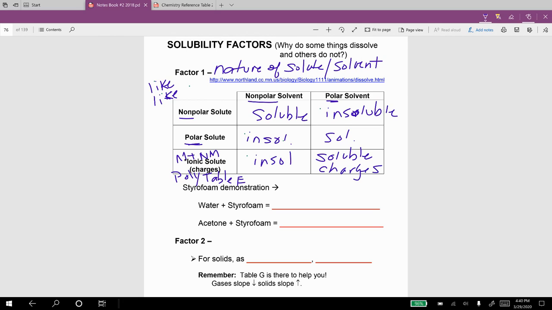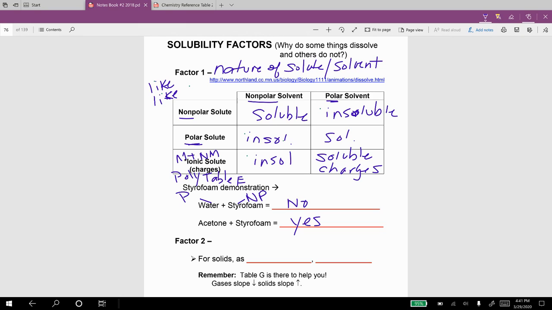Okay, so water and styrofoam, are they soluble? No, I'm not going to demonstrate it, but you've probably seen it before, right? This is why your coffee doesn't dissolve your coffee cup, if you have a styrofoam cup. But if you took acetone, nail polish remover, would that dissolve? Yes. So does that mean styrofoam is polar or nonpolar? That means styrofoam is nonpolar because water is polar, right?